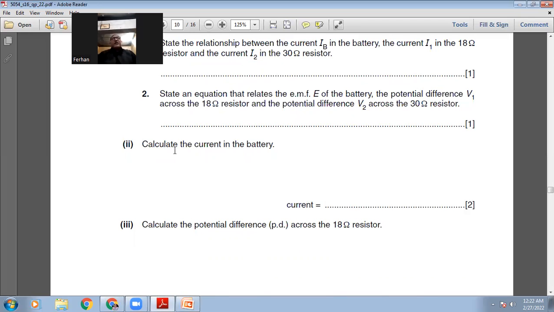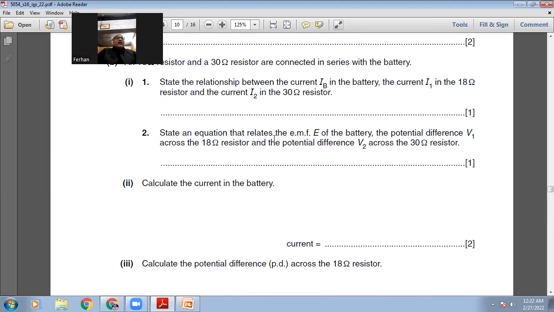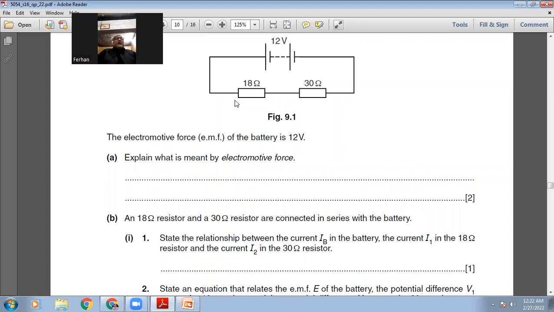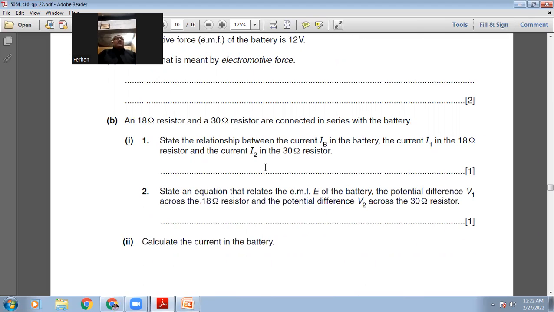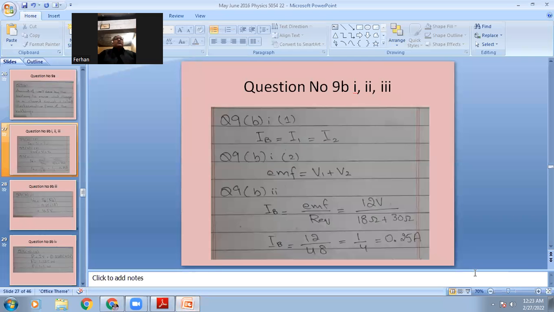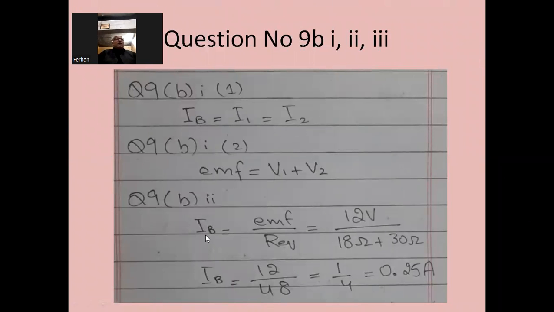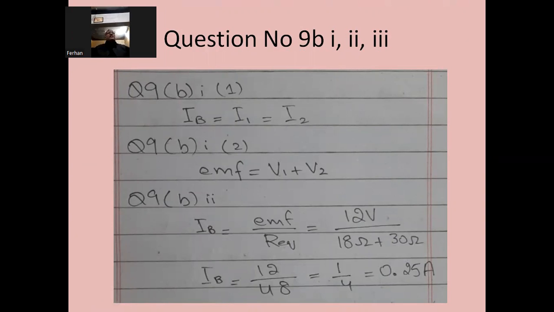Calculate the current in the battery. So for the current coming from the battery, the method is EMF divided by the equivalent resistance of the circuit. The EMF of the battery is 12 volt, and the equivalent resistance of the whole circuit is 18 plus 30 ohm. So this is how you do this numerical. Let me show you. Current from the battery is equal to EMF divided by R equivalent. So 12 volt divided by 18 plus 30 ohm. So current from the battery will be 12 divided by 48, and that will be 0.25 ampere. The same current 0.25 ampere is flowing through the 18 ohm resistor, and the same current 0.25 ampere is flowing through the 30 ohm resistor.